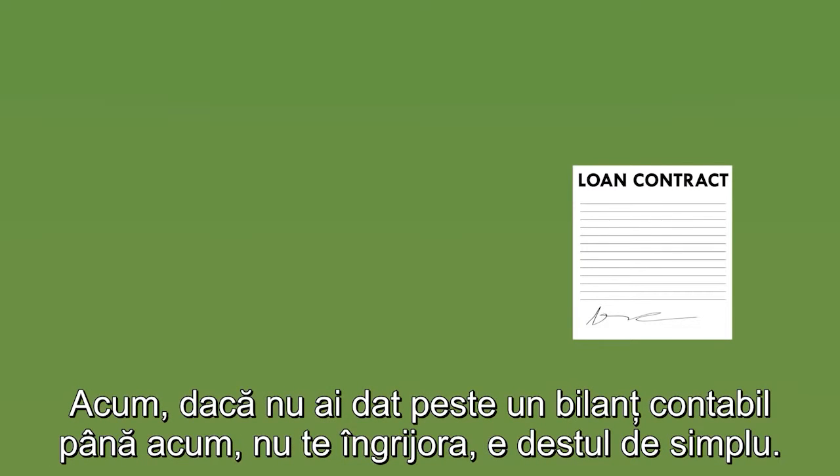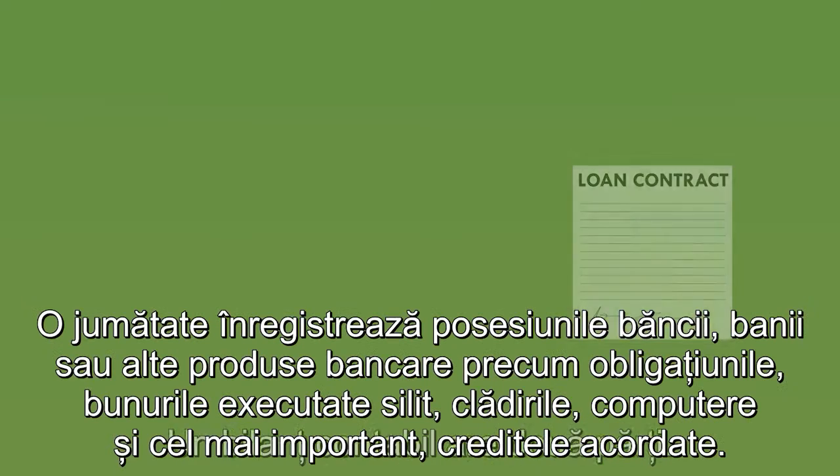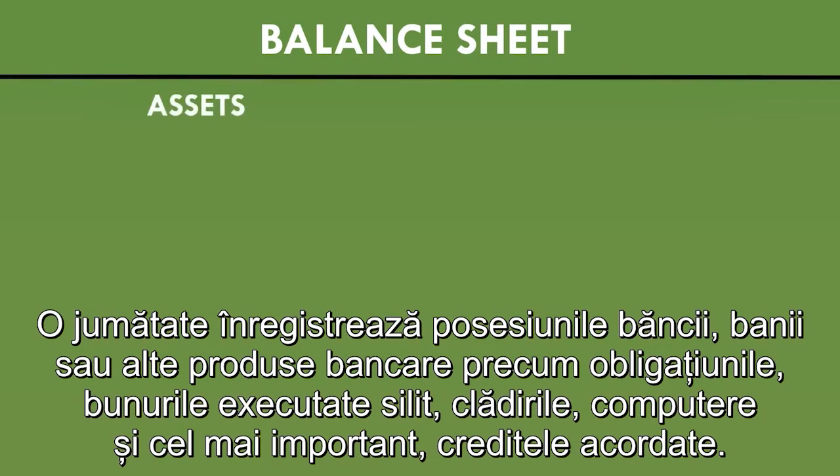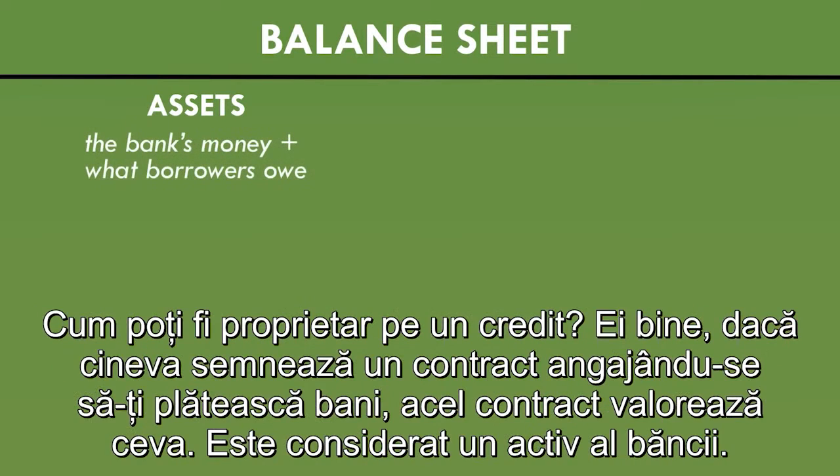Now, if you haven't come across a balance sheet before, don't worry, it's pretty simple. There's two parts to a balance sheet. One half records all the things that the bank owns. This could be money, other financial products like bonds and derivatives, bank buildings, computers, and most importantly, the loans it's made. How can you own a loan? Well, if someone signs a contract promising to pay you money, then that contract is worth something. It's considered an asset of the bank.